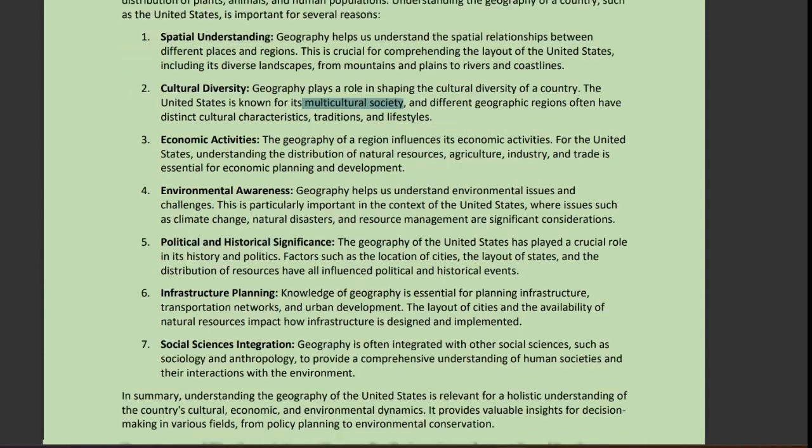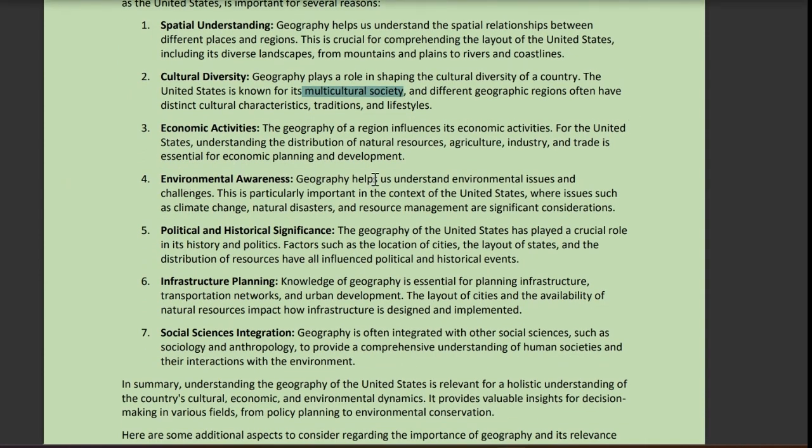Let's go with 4, environmental awareness. Geography helps us understand environmental issues and challenges. This is particularly important in the context of the United States, where issues such as climate change, natural disasters, and resource management are significant concerns.